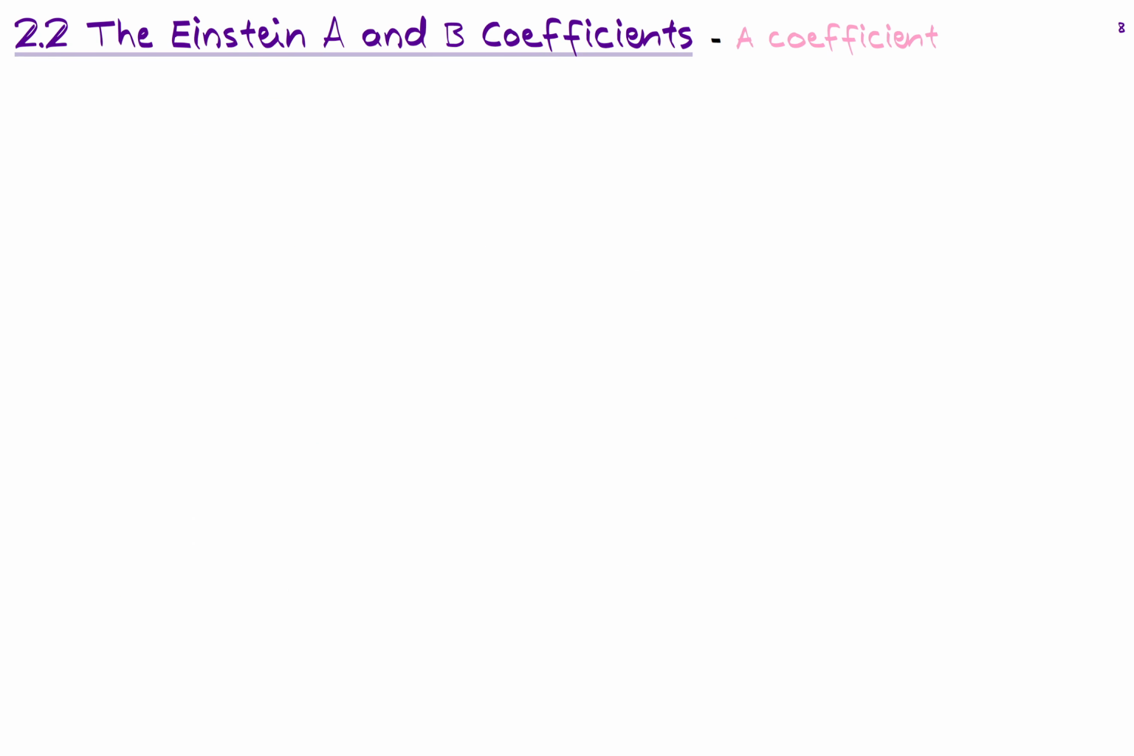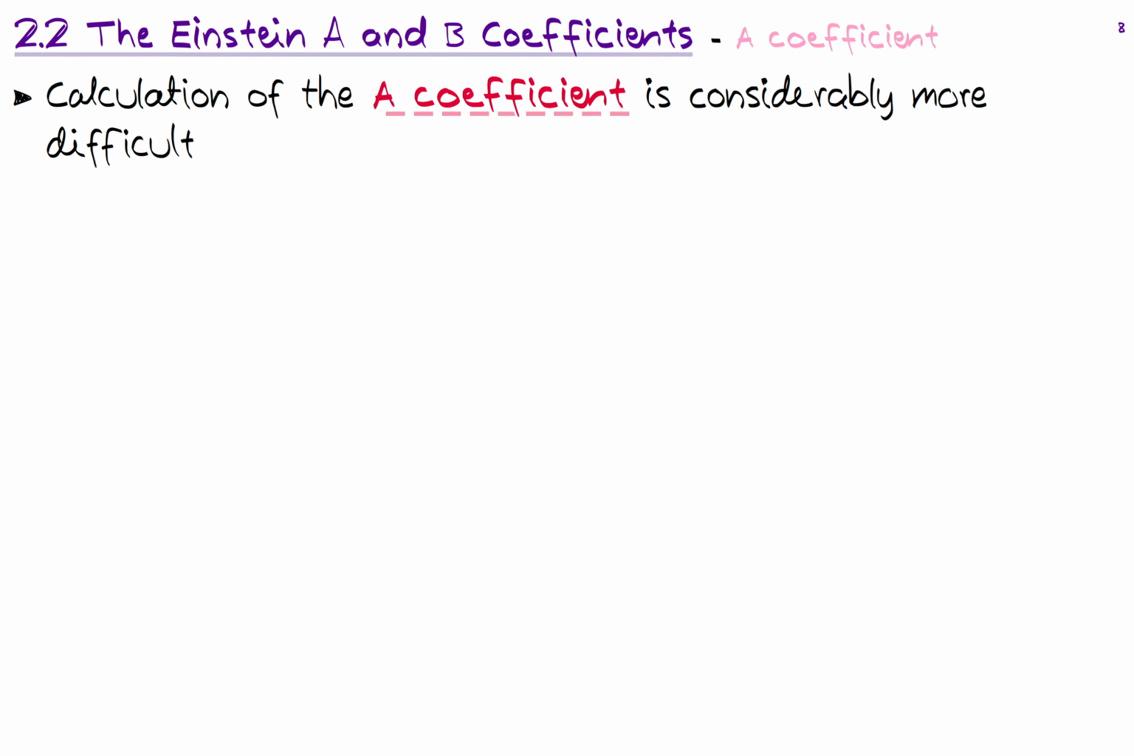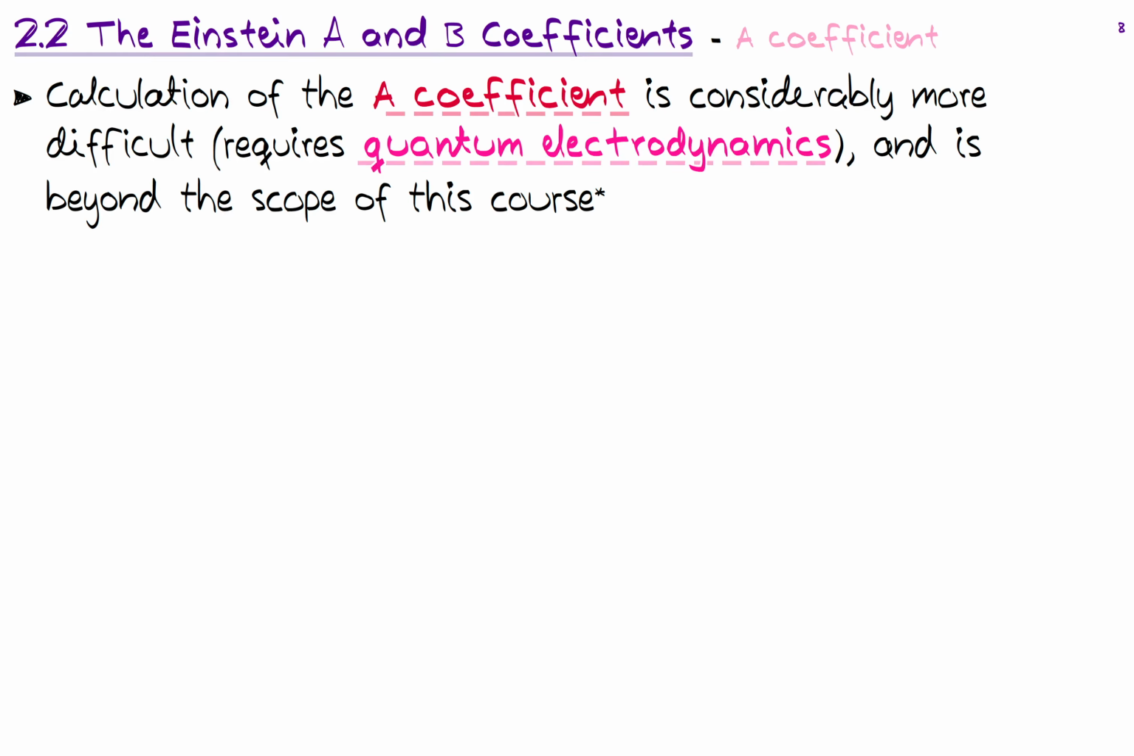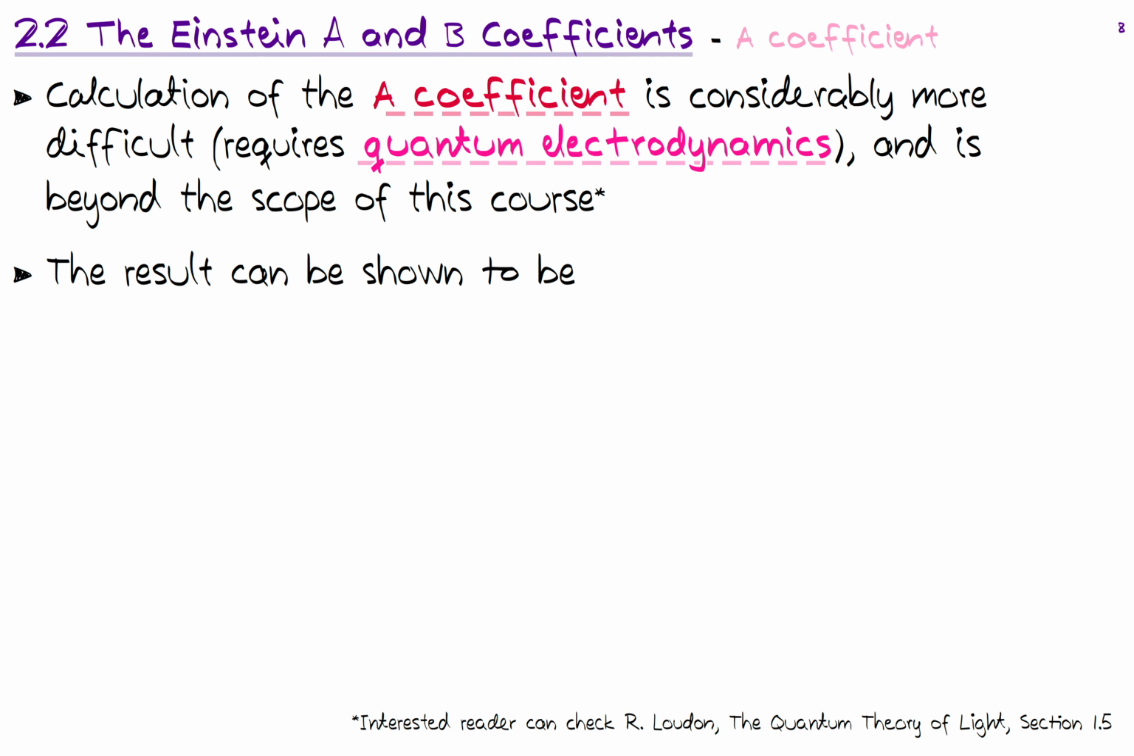And let's now turn very briefly to the calculation of the A coefficient, which, of course, concerns spontaneous emission. This is a little bit more difficult to calculate because it really requires quantum electrodynamics to do it properly, and this is beyond the scope of our course. If you are interested in seeing the calculation, please check, for example, The Quantum Theory of Light, section 1.5, in Loudon's textbook. And we just show how the result turns out to be.